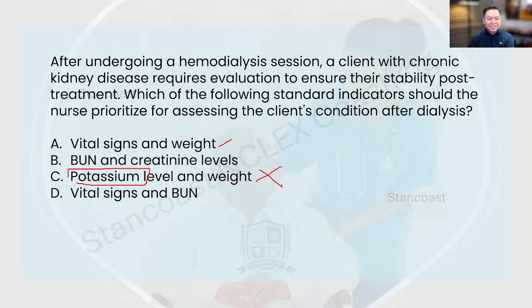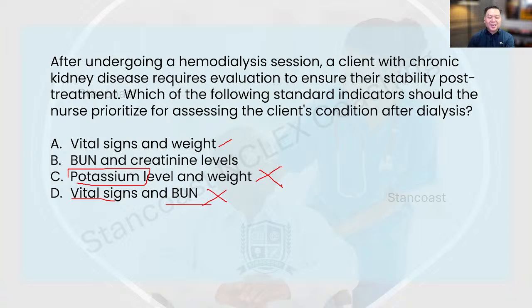Now for letter D, vital signs and BUN, what is that? Well, the vital signs is half correct. The BUN, again, checking the labs can be done the next day. Same thing with the other options. So it will be half wrong, half correct, considered as incorrect. So we are going to be left with letter A, vital signs, and weight.